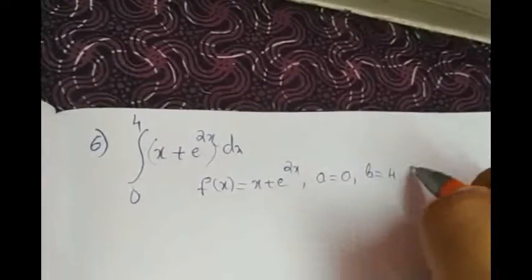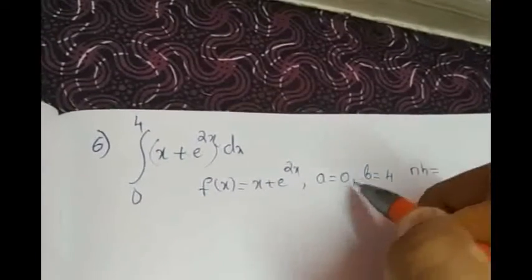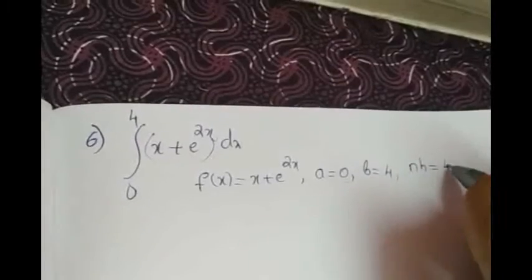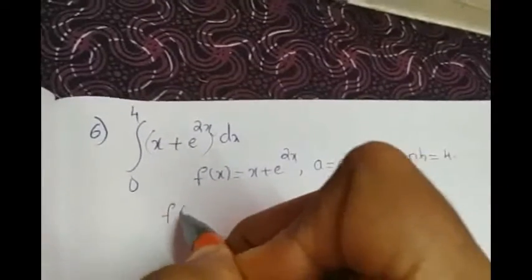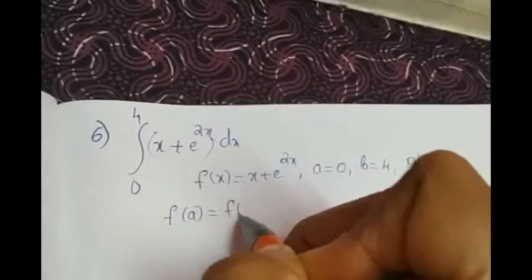Again, what do we have to do? We have to calculate h. What is h? b minus a, which is 4 minus 0, that is 4. Again we have to find f of a. What is f of a? It is f of 0.